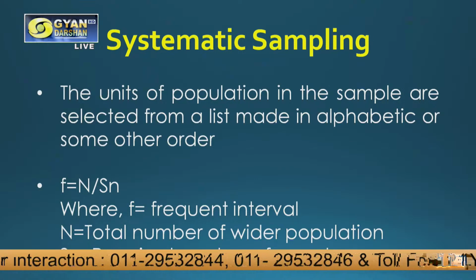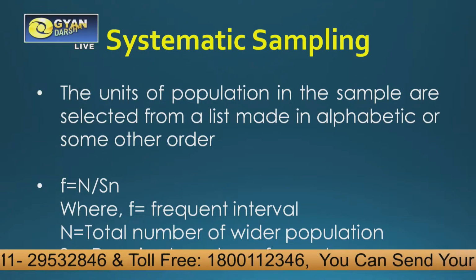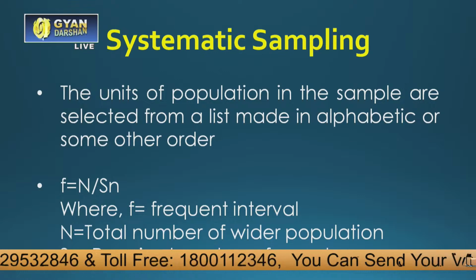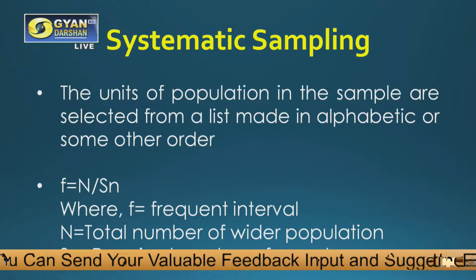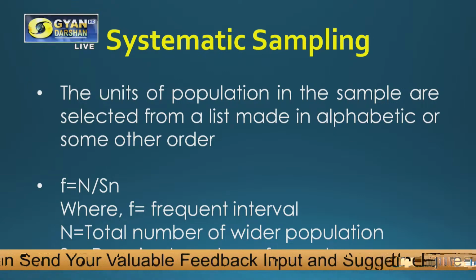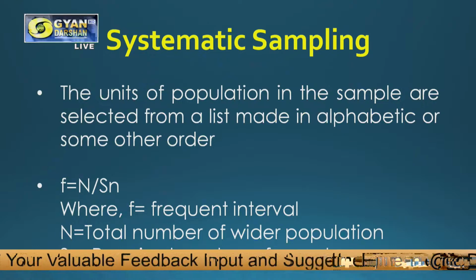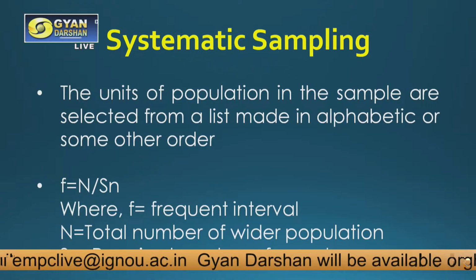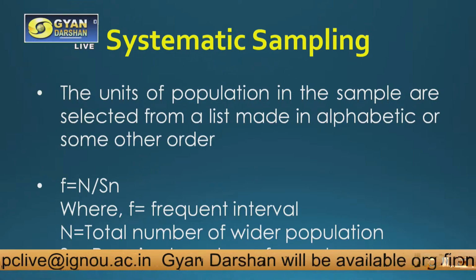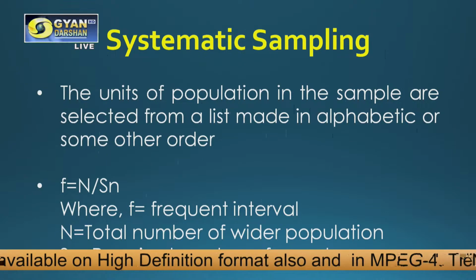To help you decide that number, we have a very simple small formula. As you see on the slide, f equals N divided by Sn, where f is the frequency interval, N is the total number of the population, and Sn is the required number of samples. You just put in the numbers and you will get where you have to start and where you have to end in selecting the sample. So this is systematic sampling. Some systematic method is followed: some frequent intervals are fixed and accordingly we select.